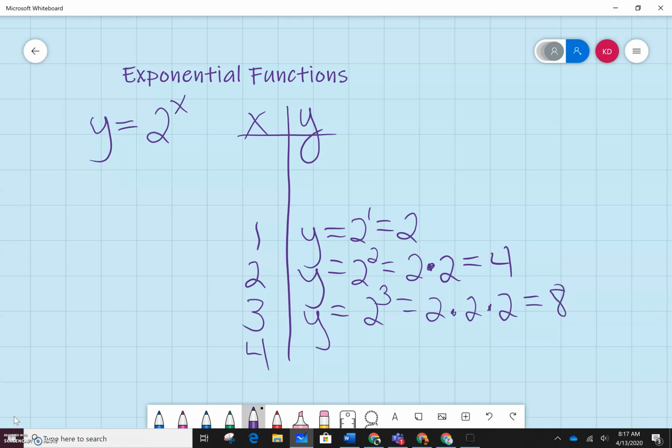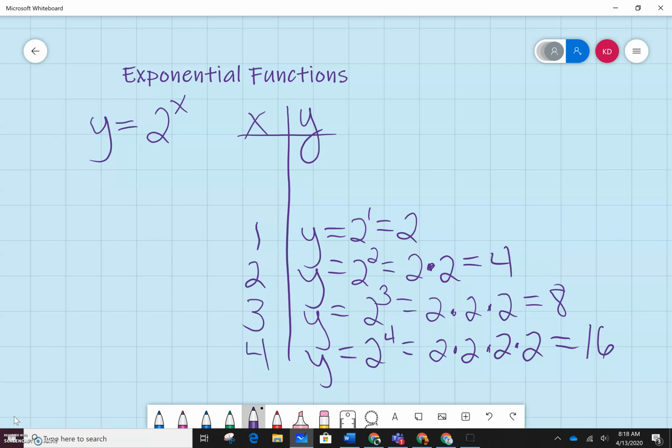And if I plug in 4, that would mean that y equals 2 to the power of 4, so that would be 2 times 2 times 2 times 2, which would then equal 16. So like we said, exponents are repeated multiplication, and you get to choose whichever x values you want to plug into the equation, and then you work out the math to figure out the value of y.